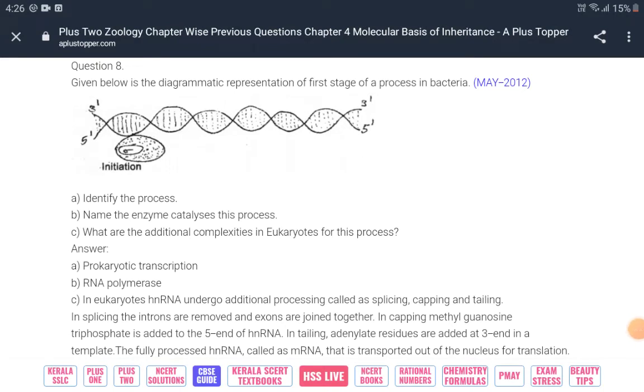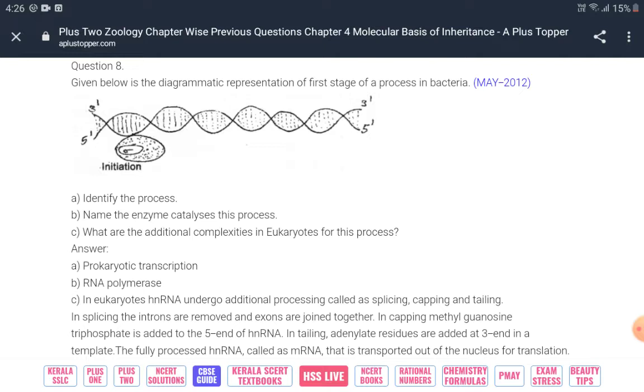Question on the molecular basis of inheritance. Part A, identify the process. This process is prokaryotic transcription, and the enzyme that catalyzes this process is RNA polymerase. And what are the additional complexities in eukaryotes for this process?